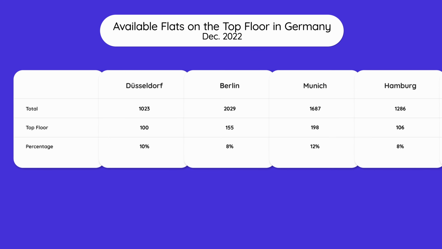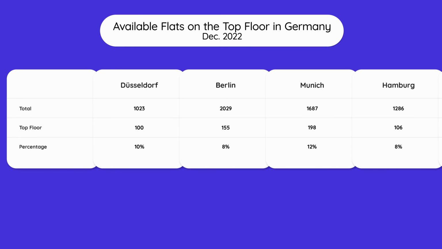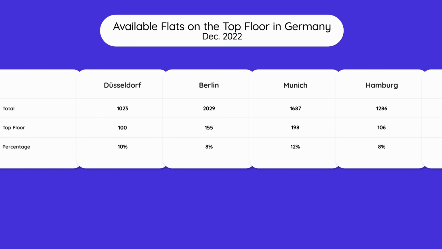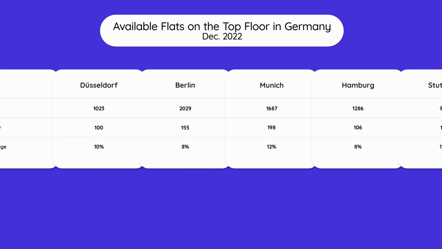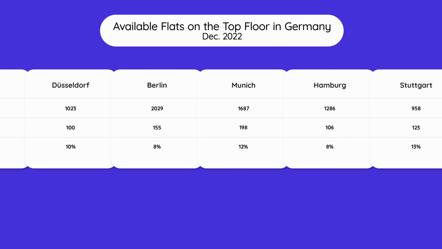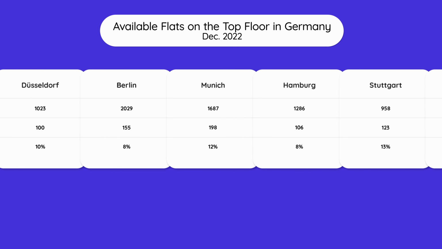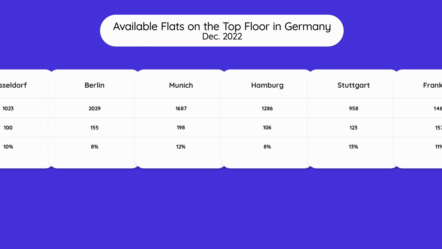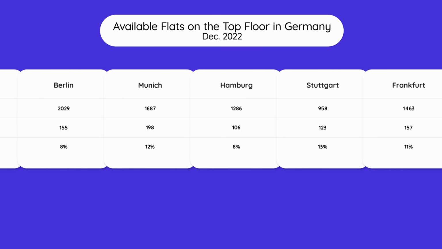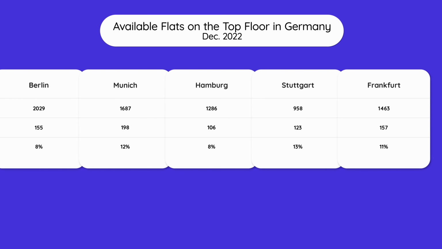We looked at the top floors because they tend to be sought after because you have a nice view and you don't have neighbors above you, which is sometimes something you might want to look at. But the scarcity is just very big because on average only 10% of the available flats during our sample were on the top floor.